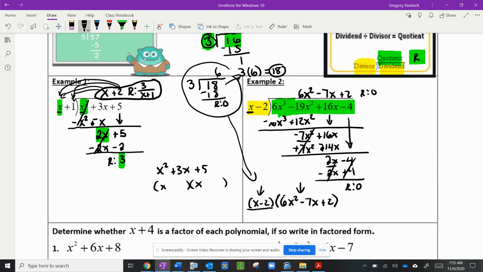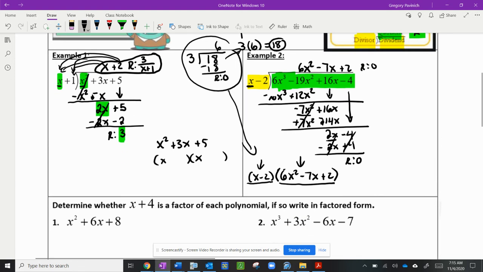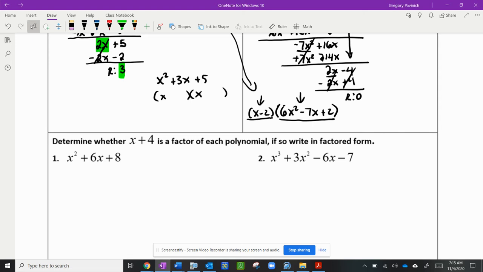Now I should be able to go further. Like if I wanted to find the zeros of this quadratic, I could either try factoring it or I could use the quadratic formula. But either way, I could get all three roots. Okay, so that's what we're going to look at here.